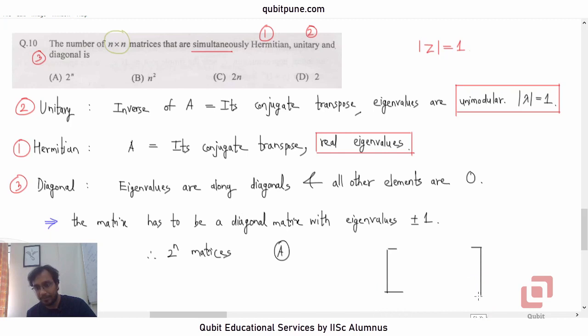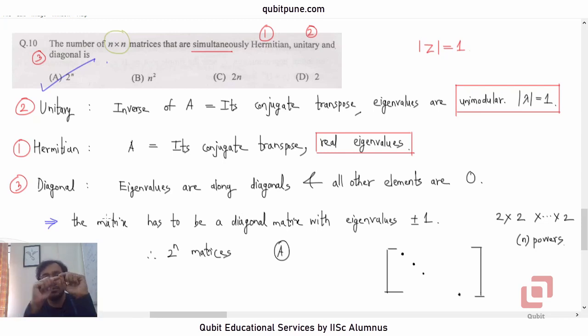How? Here a11 is either negative 1 or positive 1, so 2. Second row, second column, again negative 1 or positive 1, so 2. Third, and so on till the nth. So how many powers of 2? You should have n powers, and that will tell us that the number of such matrices which are simultaneously Hermitian, unitary and diagonal is 2 raised to n. That is option A.